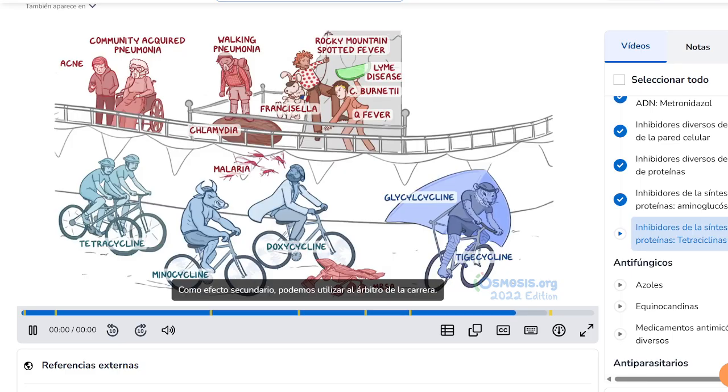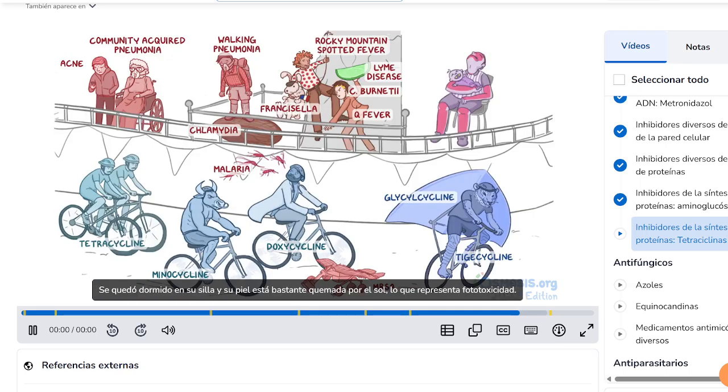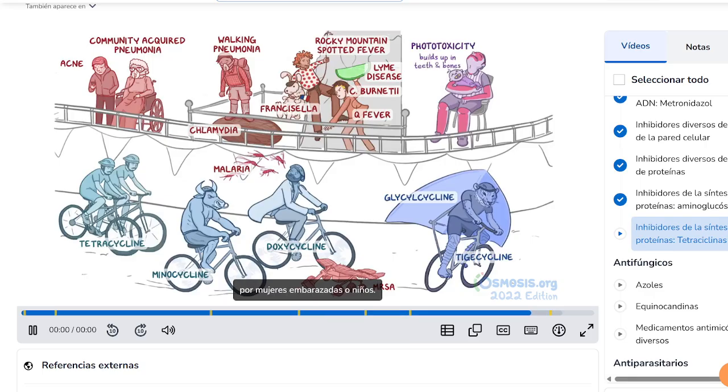For side effects, we can use the referee of the race. He fell asleep in his chair, and his skin is quite sunburned, to represent phototoxicity. In his arms, there's a crying baby, with big yellow teeth and very short arms to help you remember tetracyclines build up in the teeth and bones, and they should not be used by pregnant women or children.